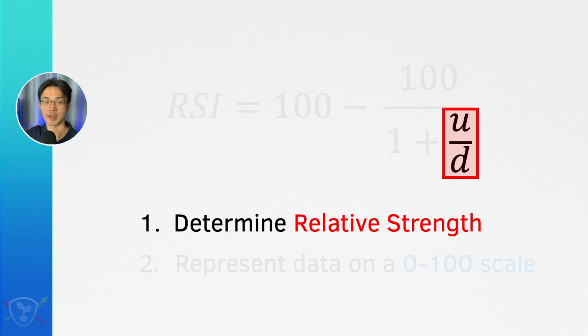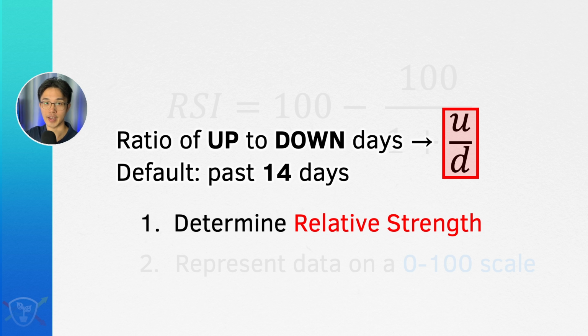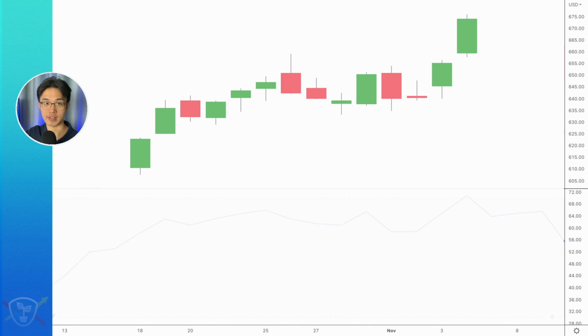For relative strength, basically we look back at a specified number of days in the past, and we calculate a ratio of the up days versus the down days. The default setting for RSI is to look back at the last 14 periods, the last 14 candles. So in this example, we see how the prices have moved over a period of 14 days. What we're going to do first is determine what was the magnitude of the price movements every day. So from the opening price to the closing price, what was the percentage change?